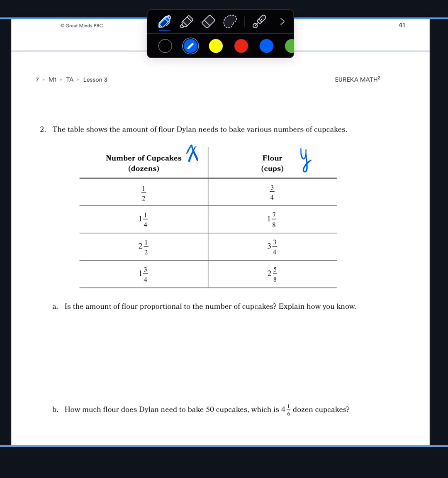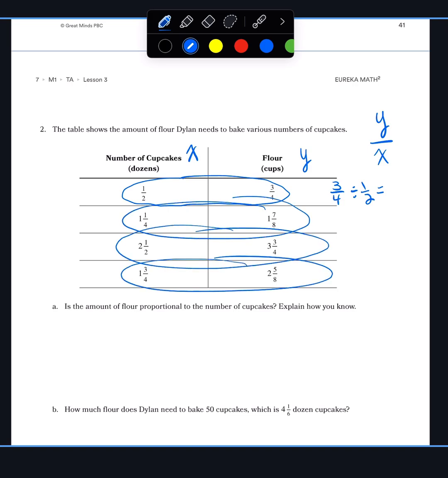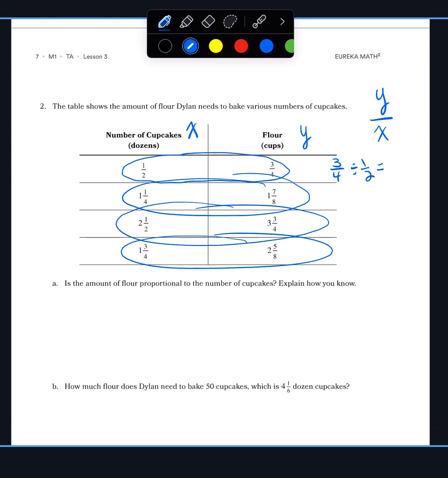To calculate unit rate, it is always Y divided by X, not X divided by Y, not X times Y. You need to do Y divided by X for every corresponding pair. Corresponding, of course, means next to each other. So you'll have to do 3/4 divided by 1/2, and that's going to give you a unit rate. You need to do that for every single corresponding pair here.